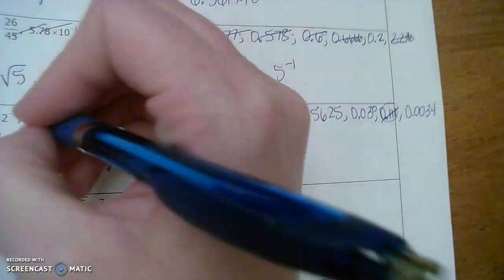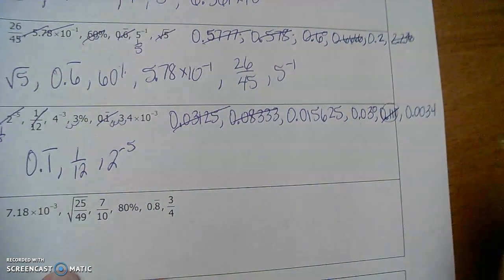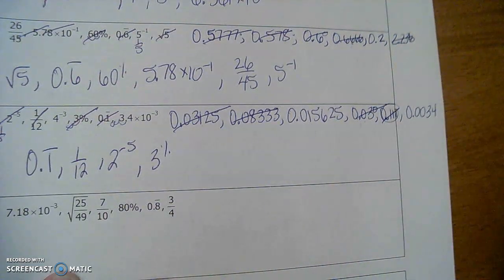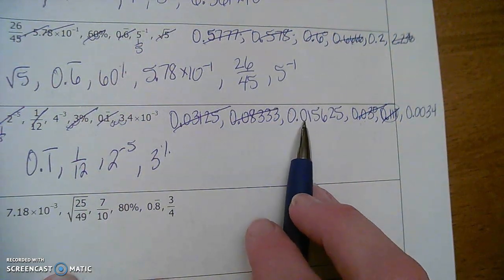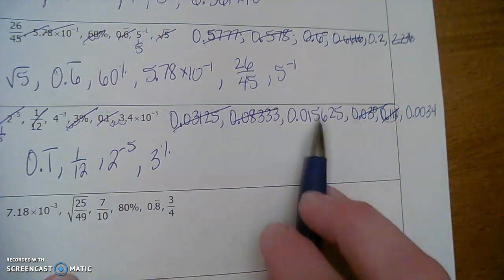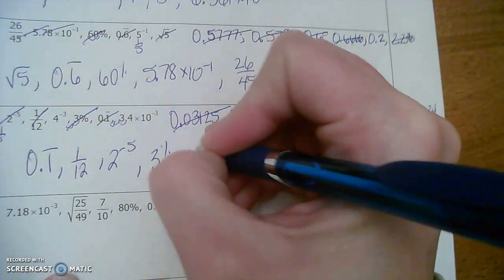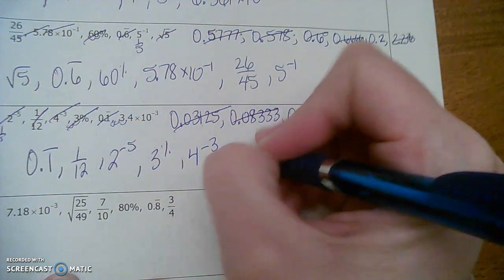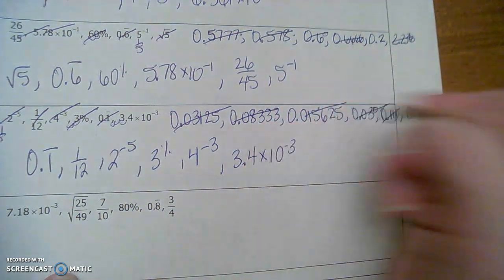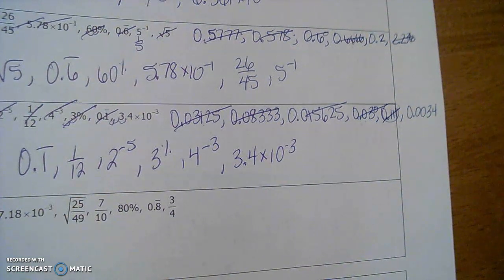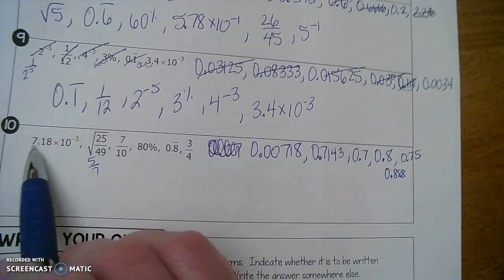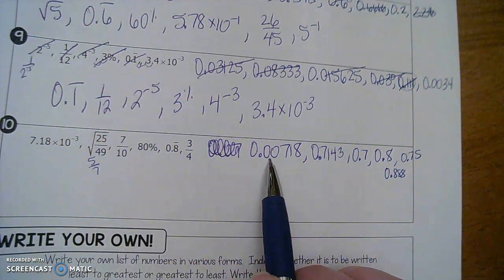2 to the negative 5th. And then the 3%. And then again, 0, 1, and 0, 0. So this is our next one, which is 4 to the negative 3rd. And then our smallest one is 3.4 times 10 to the negative 3rd. And finally for 10, 7.18 times 10 to the negative 3rd, move it 3 times, means we need to have 2 zeros in front of the 718.